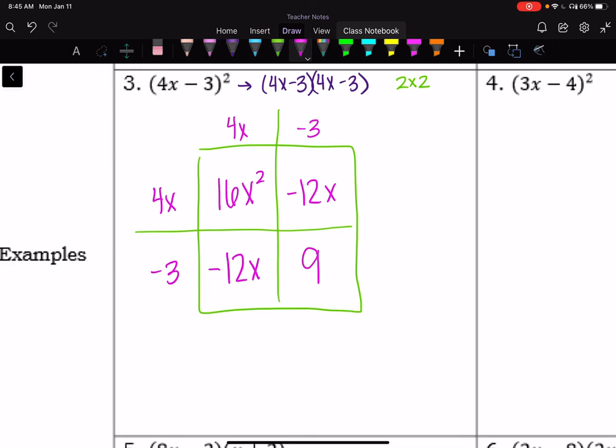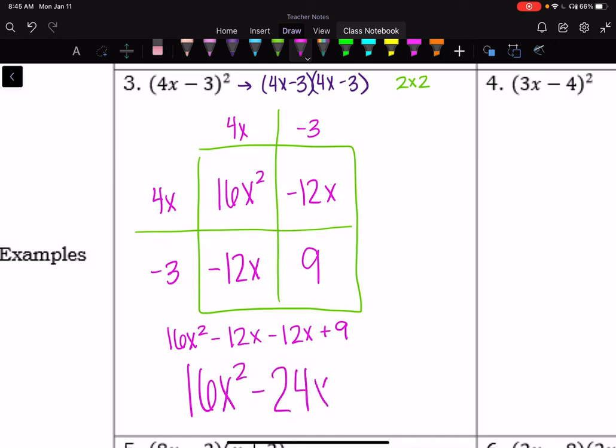I'm going to take all of my terms out of my box and write it in standard form. So 16x squared minus 12x plus 9. Combine my like terms together to get 16x squared minus 24x plus 9, and that is my final answer.